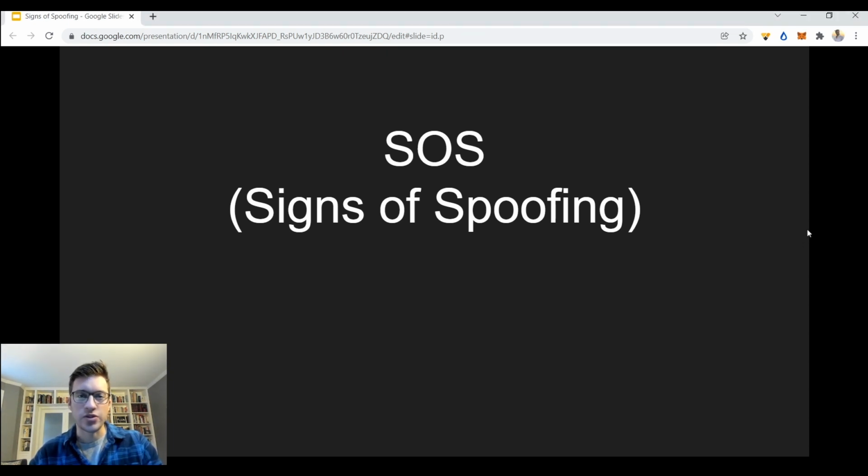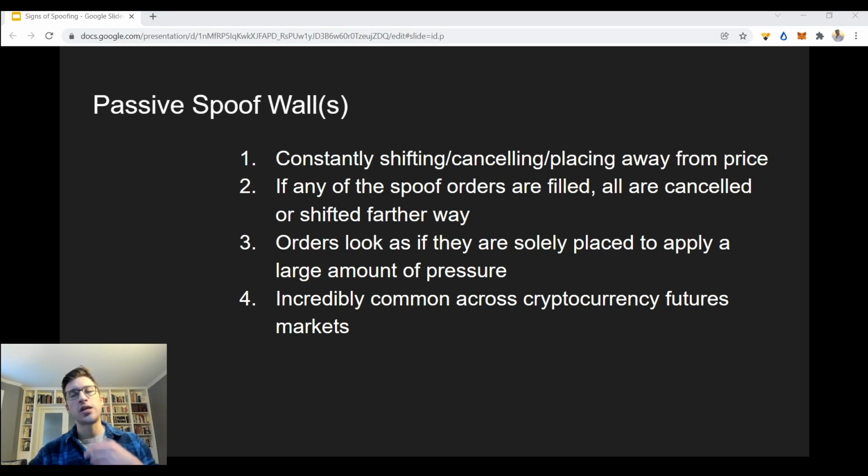Okay, let's go into signs of spoofing. There are three kinds of spoofing that we are going to talk about. I'm going to show you guys, and then we're going to show you live. The reason I want to focus on this is order depth and liquidity, meaning limit orders.